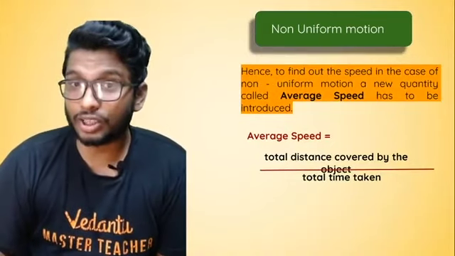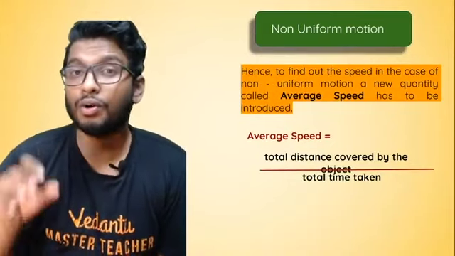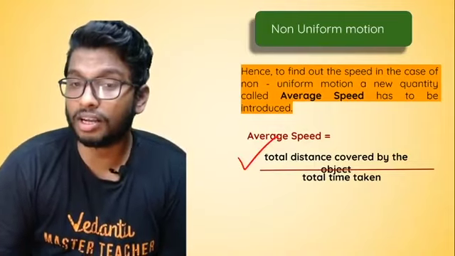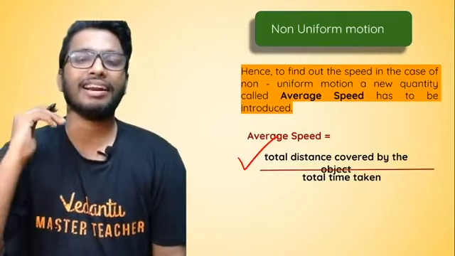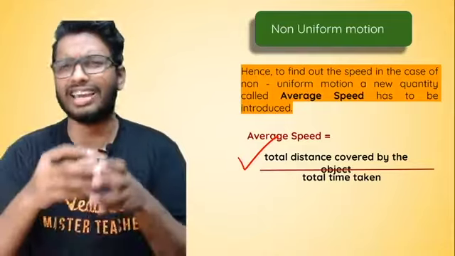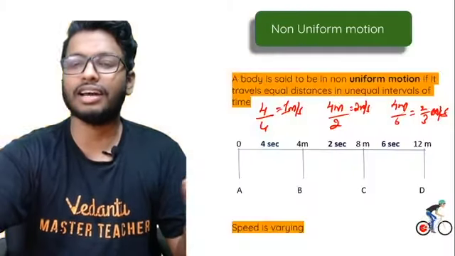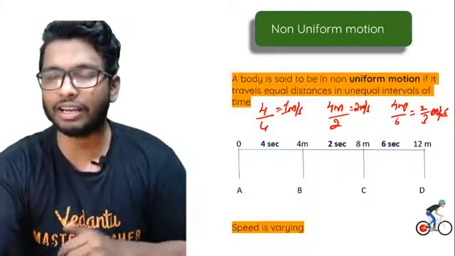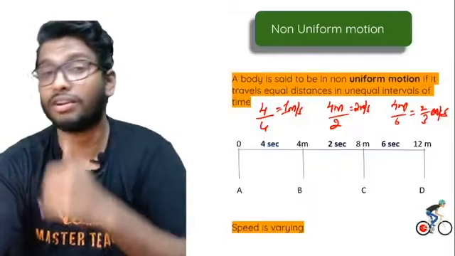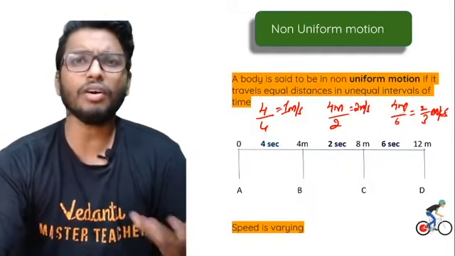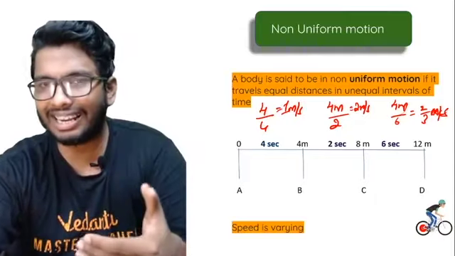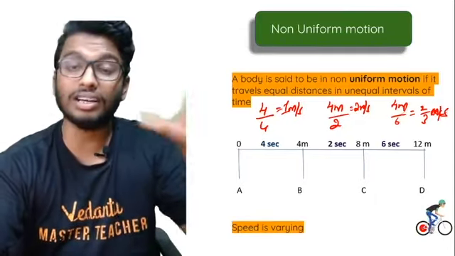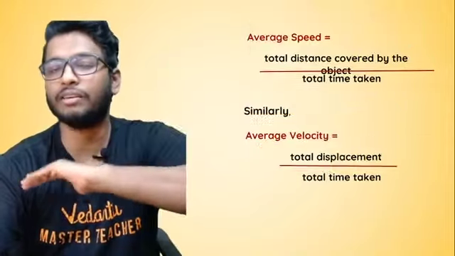So to calculate the average speed in non-uniform motion, you have to use this particular formula, that is total distance traveled divided by total time taken. You can't just take any one random value. You cannot say that the average speed was 2 meters per second, or that his average speed was 2 by 3 meters per second. You cannot claim that. So you have to calculate it by taking the total distance divided by total time taken. That will give you the average speed.